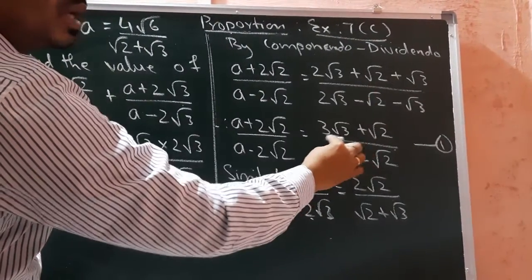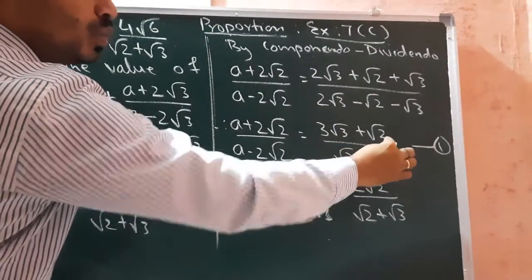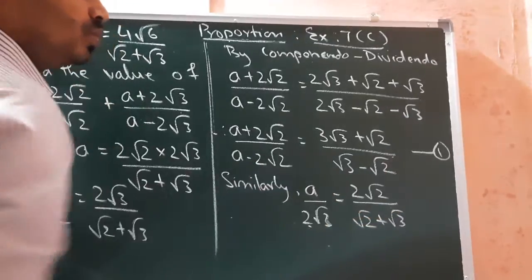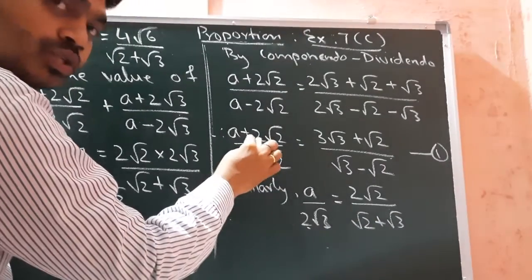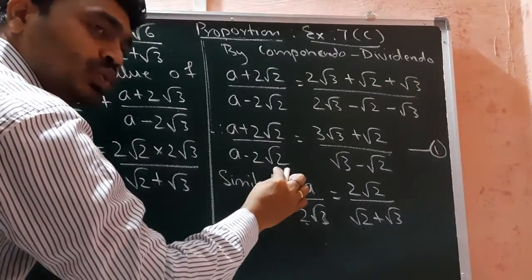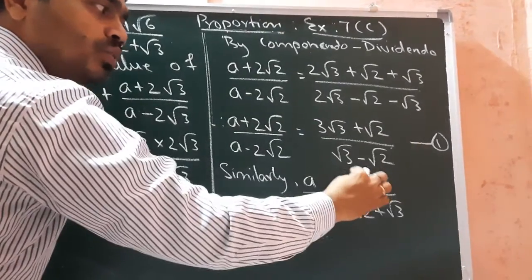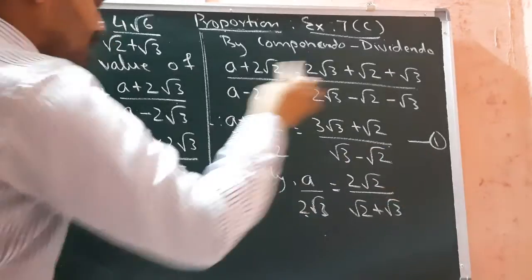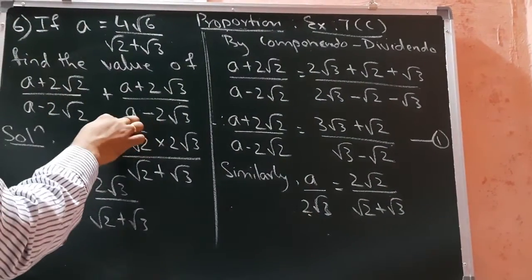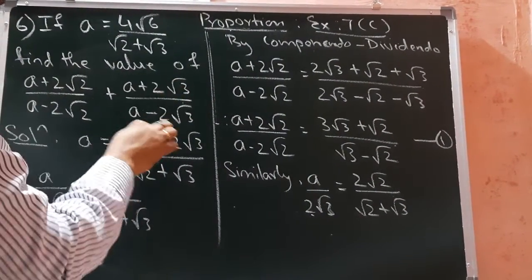So it becomes (3√3 + √2)/(√3 − √2). So we get the value of (a + 2√2)/(a − 2√2) is equal to (3√3 + √2)/(√3 − √2). This is the first part. That means we had found out this one. Similarly, we are going to find out for this value.